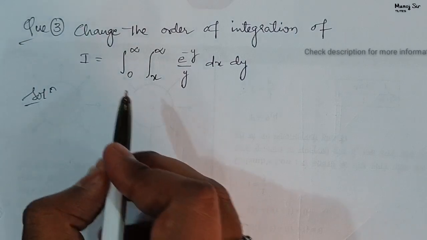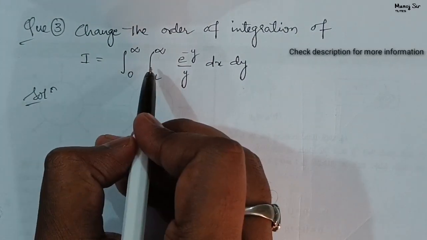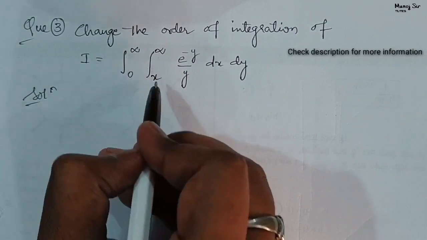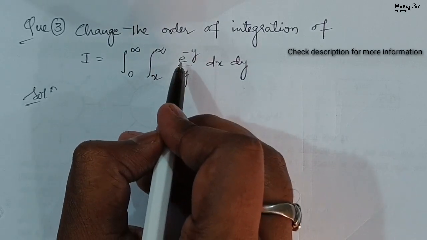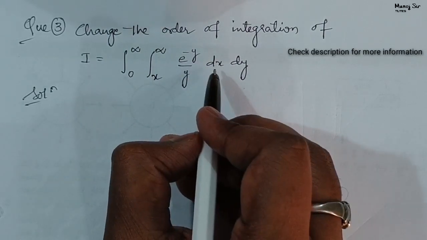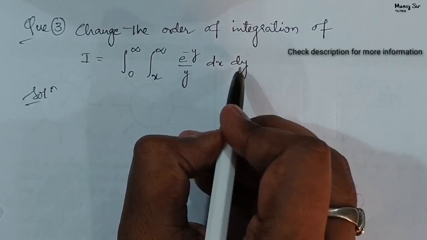The question says: change the order of integration of I equals to double integral, limit goes from 0 to infinity and x to infinity. The function given is e to the power minus y upon y. The order given is dx dy.